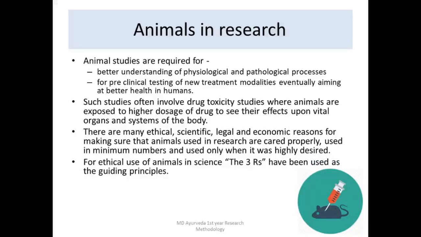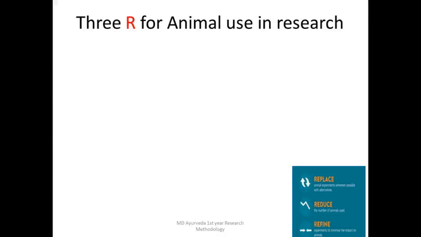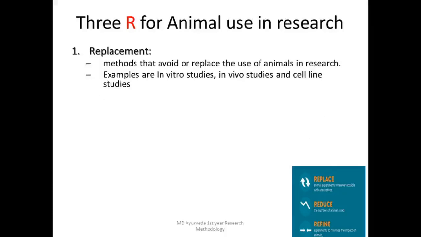For the ethical use of animals in science, there is a concept of the 3 R's, which is used as the guiding principle. Let us see what these 3 R's are. The 3 R's for animal use in research are primarily replace, reduce, and refine. Replace means methods that avoid or replace the use of animals in research should be employed. If the animal is not really essential for that particular research, and if there are certain alternatives, it is better to replace the animals with those alternatives. The examples are in vitro studies, in vivo studies, and cell line studies.